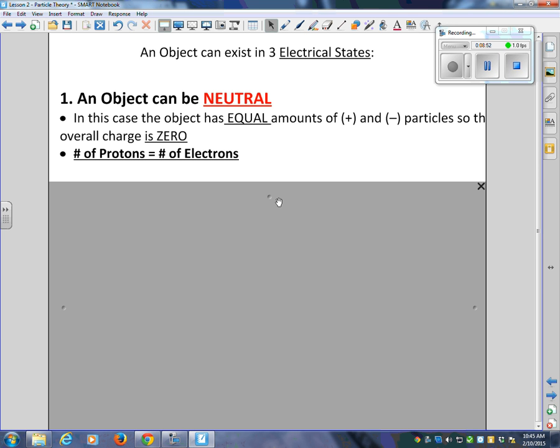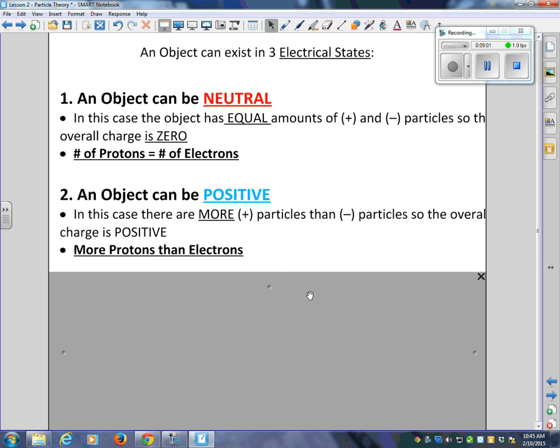Okay, we're going on, so pay attention. Great. Next one. What's the second one? The second case, Charlie, is that they can be positive. In this case, there's more positive particles than negative particles, so the overall charge is positive. In other words, there's more protons than electrons.